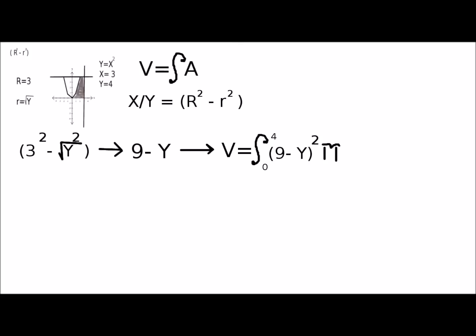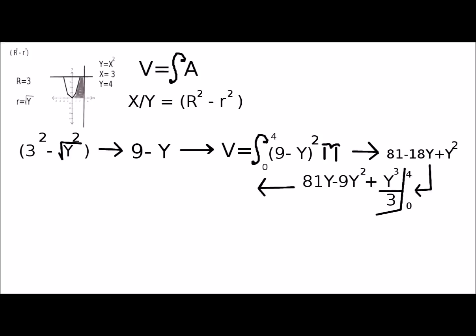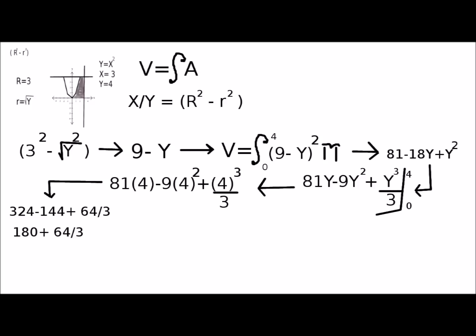So, to solve this, we use almost the exact same way as the last example. But for our x/y, we have to do the big R squared minus the little r squared. We'll plug in our r's and simplify it. Now we plug in the volume equation, simplify it, and integrate it and solve for the boundaries. Simplify, keep simplifying, even more simplifying, then times by pi, and this is your answer.